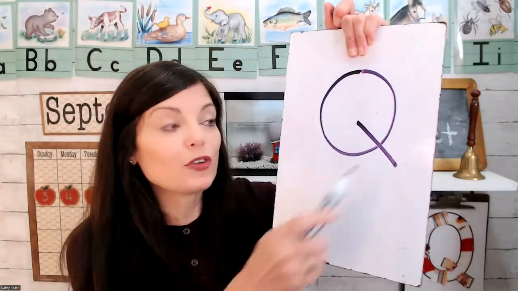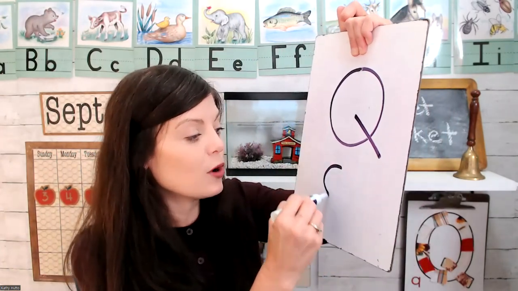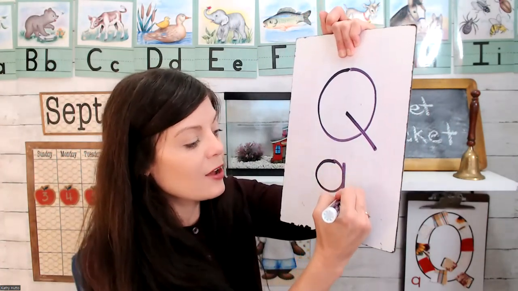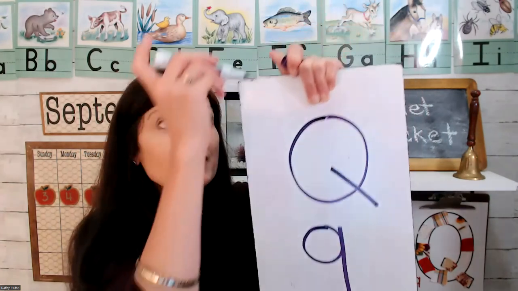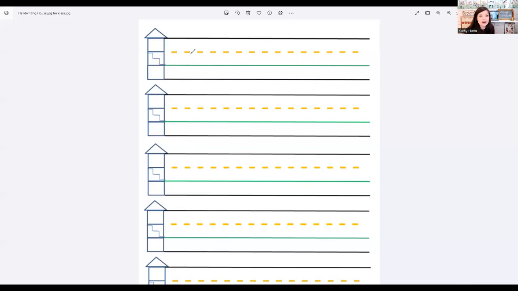So to make little Q, for big Q, we made a big O. For little Q, we're gonna make a little O. And then right beside it, we're gonna make a line that goes down, and then we're just gonna bounce up just a little bit. We're gonna start downstairs, make a little O this time, and then make a line that goes down and just bounces up. Make that little O and then a line down and bounce. Jump up, maybe like a cricket.